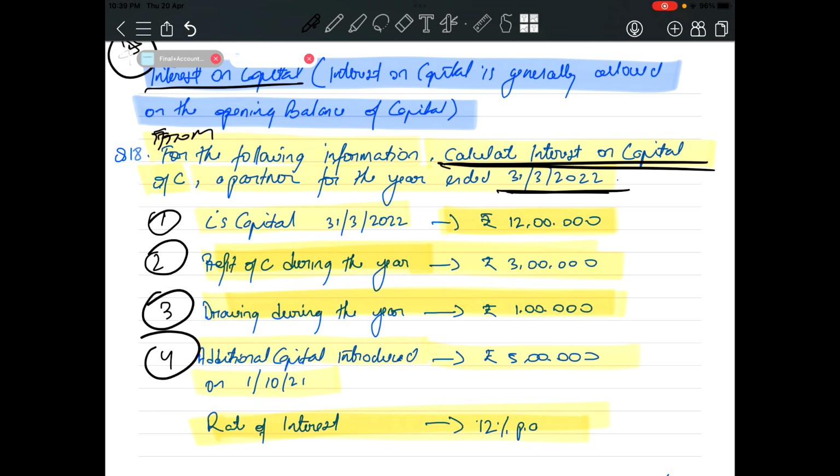It's very simple. To calculate, I will show you in a longer form, but in the exams I will tell you how you can solve this type of question. Now what is the requirement of the question? We have to calculate interest on capital.